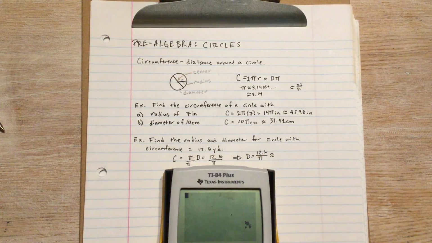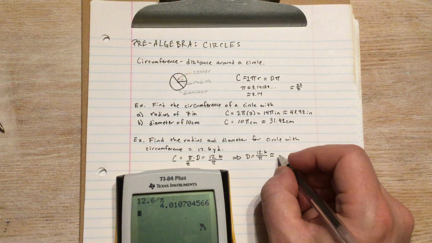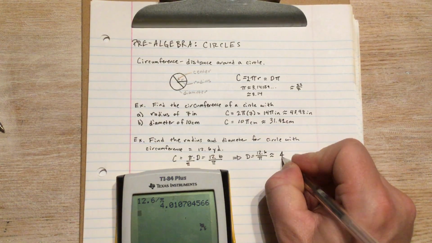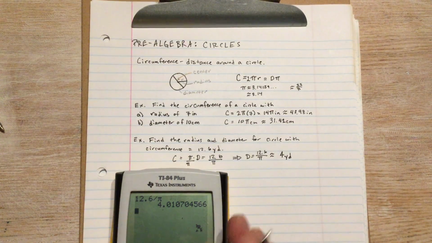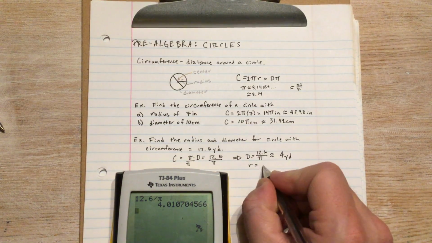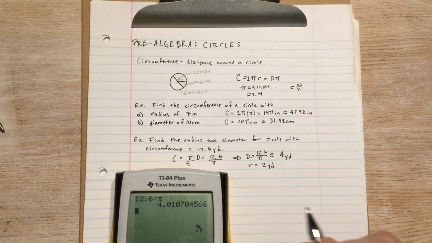So I'll go back to my calculator here, and 12.6, and I'm going to divide by pi, and so that's approximately 4. And it's 4 yards in this case. And so what does that mean about the radius? Well, the radius is going to be 2 yards. And that is it for that one.